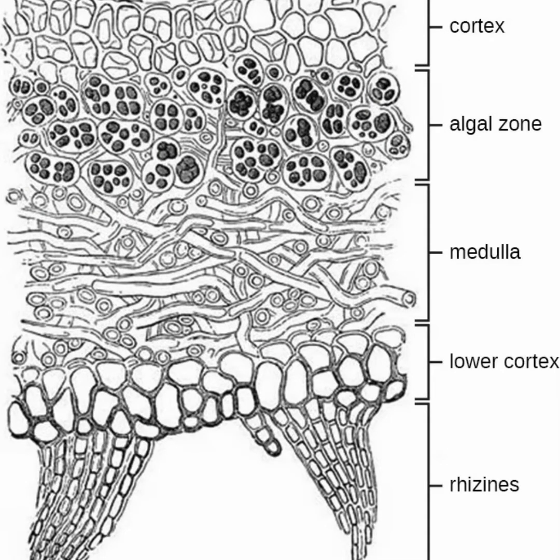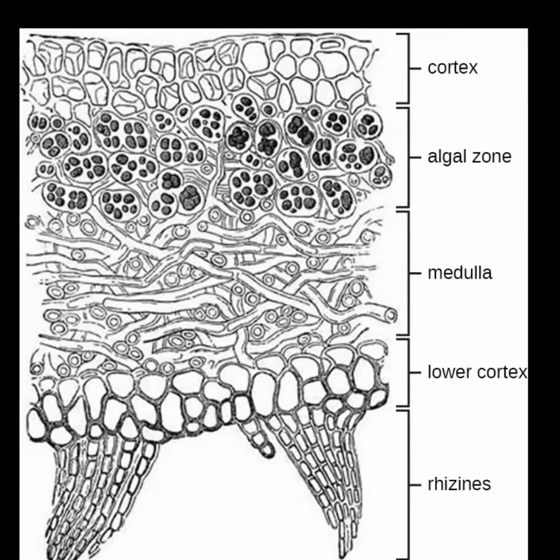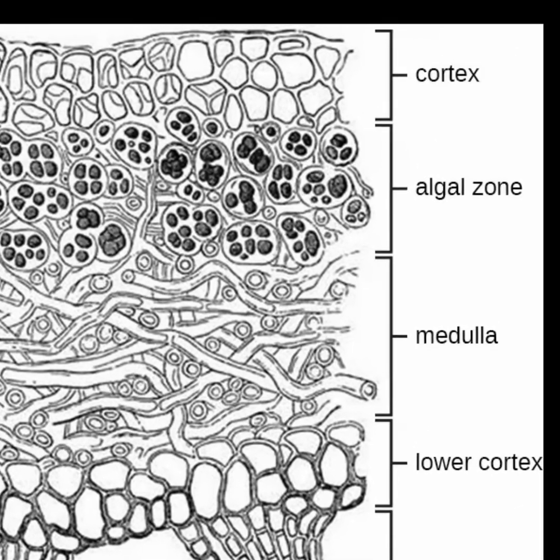Let's take a look inside a lichen. So we cut through this so that you can see in this diagram the regions inside a lichen. So one of the important things about lichen is that they're symbiotic. And what symbiotic means is you have two organisms living together. And in this case, we have the fungi, which is the cortex, and then we have the algae, or the green algae that live in the algae zone.